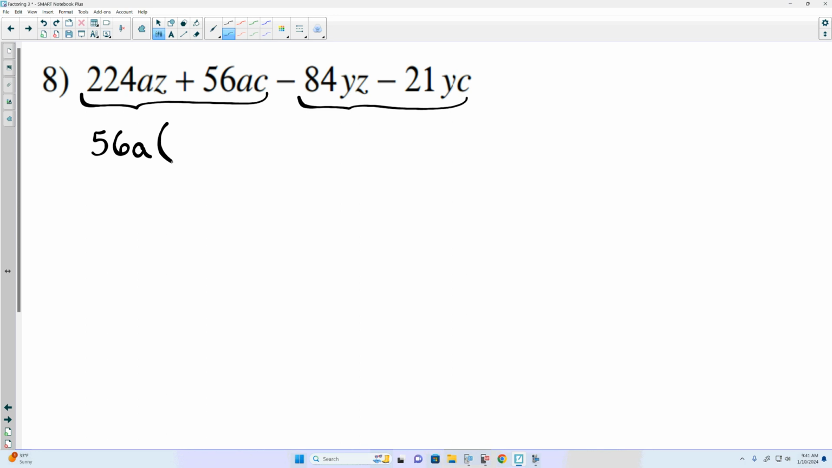So between our az and ac, well, the common term is a. Now, when we factor 56 out of 224, we divide 224 by 56, we get 4. A factors out completely, but the z stays. Plus, the 56 factors out completely, the a factors out completely, leaving us with c. Yes?